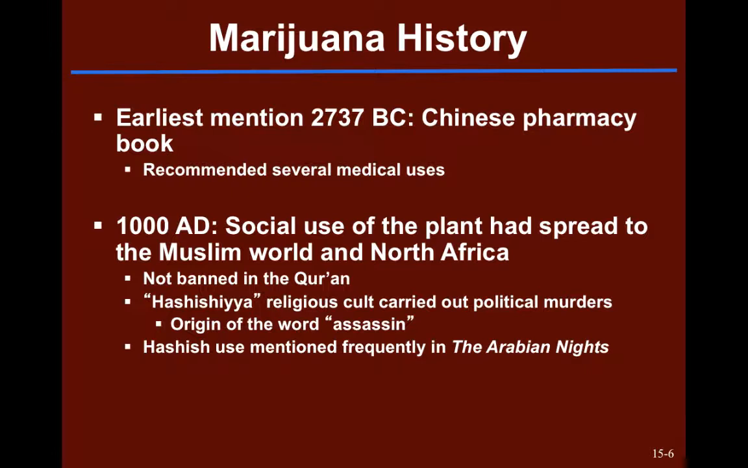Important to know here that marijuana consumption is not banned in the Quran like alcohol consumption is, and we also see some other cultural references. A religious cult that was founded to carry out political murders was associated with hash consumption, and we see that link there with the origin of the word assassin, and then also pretty frequent hashish use mentioned in the Arabian Nights. So a pretty widely culturally referenced product at this time.